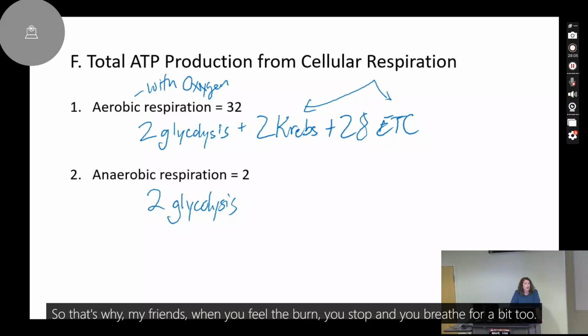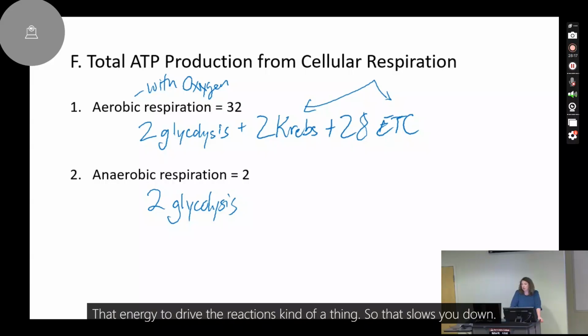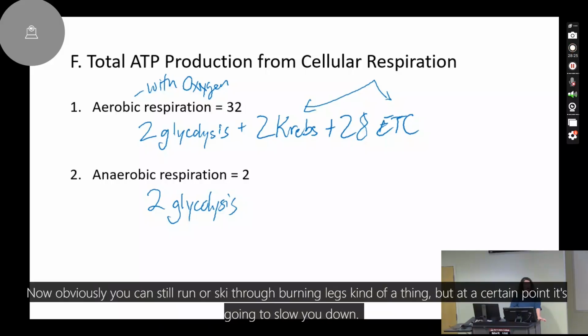So that's why, my friends, when you feel the burn, you stop and you breathe for a bit too, because now what's happening is your muscles don't have enough ATP to keep going, that energy to drive the reactions. So it slows you down. That's generally speaking when people stop or slow down. Now, obviously, you can still run or ski through burning legs, but at a certain point, it's going to slow you down.